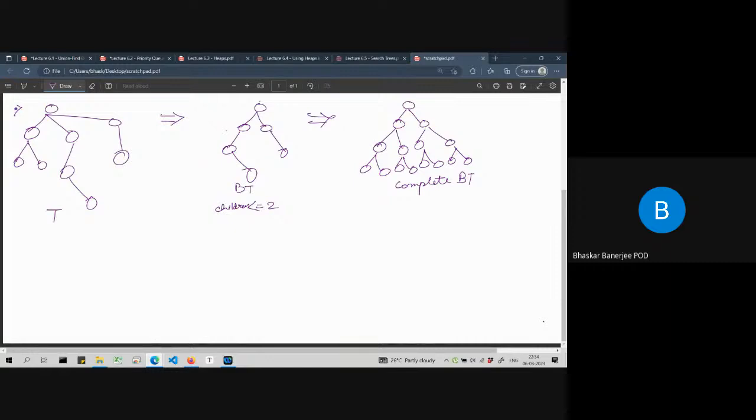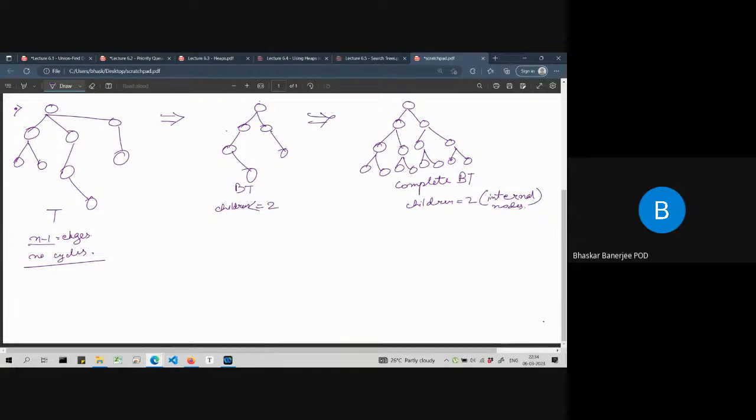Let me write it as internal nodes. Internal nodes, children would be 2. Leaf node, obviously, no children. And a tree has no bounds. The only thing is n minus 1 edges, and no cycles, obviously. If I have n minus 1 edges, that essentially means no cycles. So these are the three things.